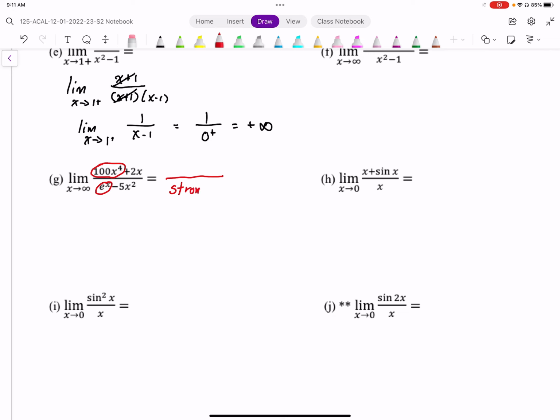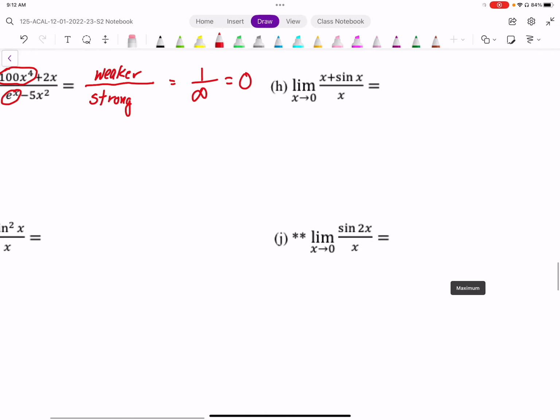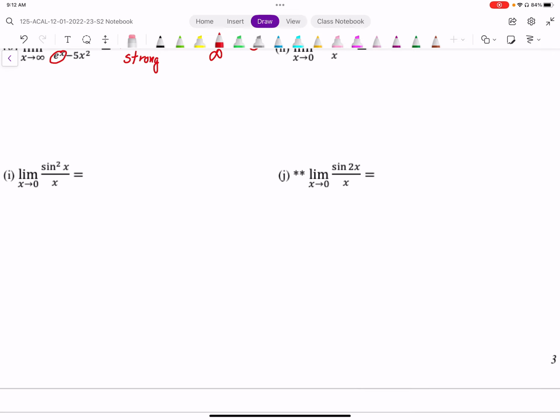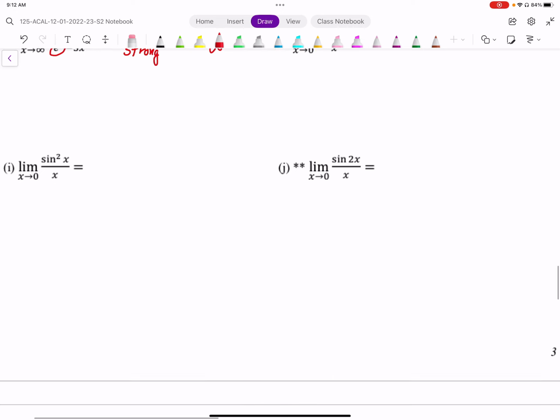So we have a strong function in the denominator, we have a weaker function in the numerator, and whenever we have this situation, the denominator is going to dominate, so we're going to end up with 1 over infinity, which is 0. And this weak and strong argument works for limits at infinity. It doesn't work for local behavior, so for example, h or j, which we're going to do. We can't use that argument for local behavior, but for end-point behavior at infinity, we can use this argument.